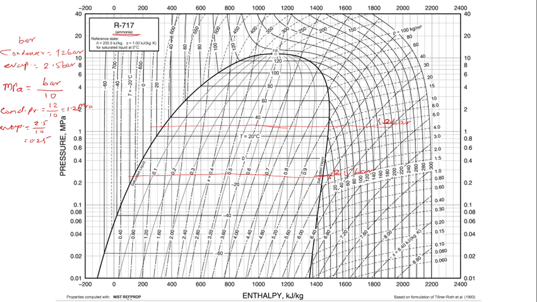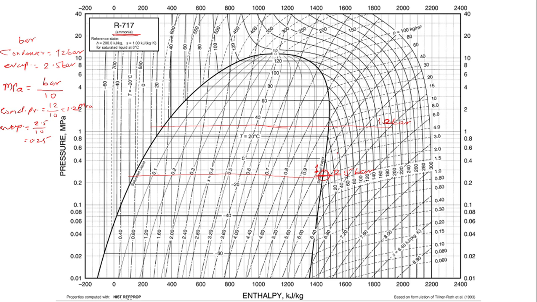Now what is given? It's a simple VCR system. So point number 1, the inlet to the compressor, will be dry saturated vapor. Point 1 will be the intersection of the saturated vapor line with the evaporator pressure line. So I'll have point number 1 over here. This is my point number 1.